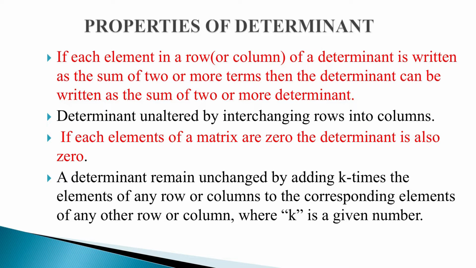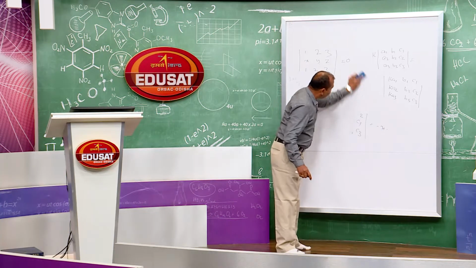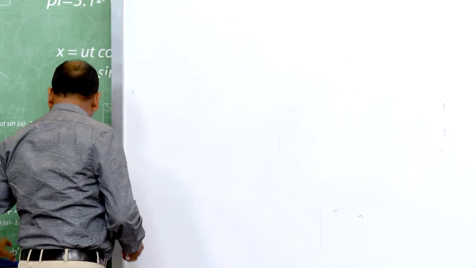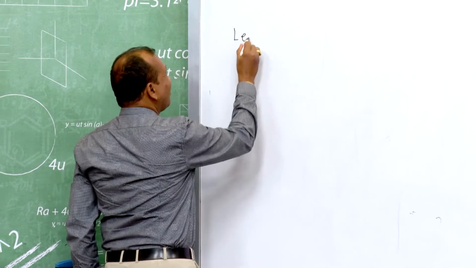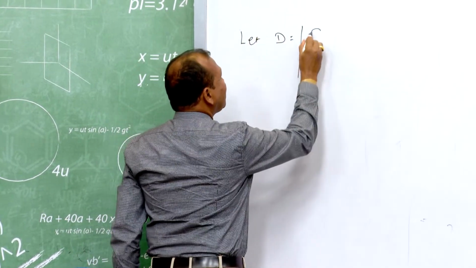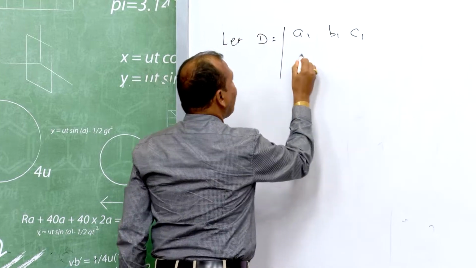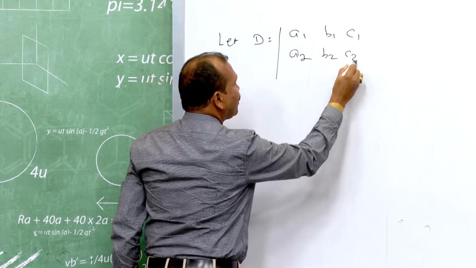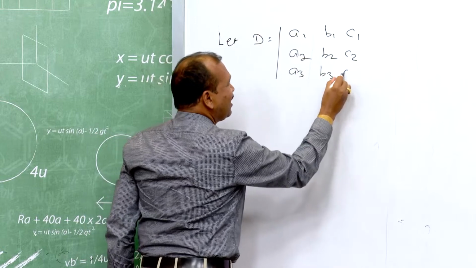The last property is a very important property. A determinant remains unchanged by adding k times the elements of any row or column to the corresponding elements of any other row or column, where k is a given number. Let me give an example. Suppose this is D. Let D be the determinant A1, B1, C1, A2, B2, C2, A3, B3, C3.